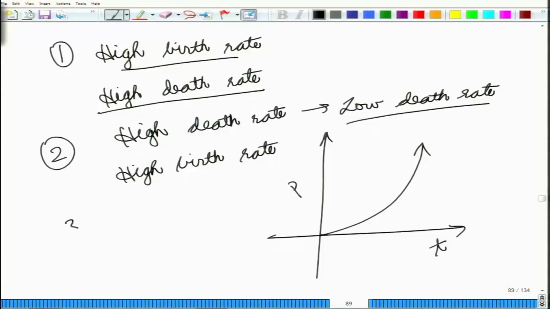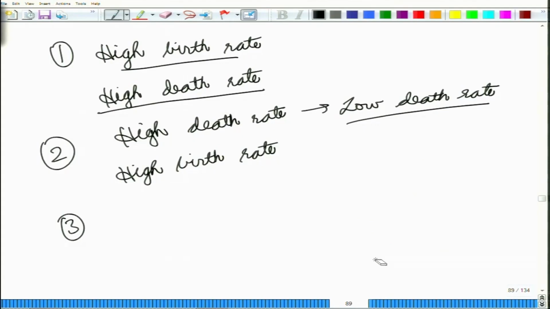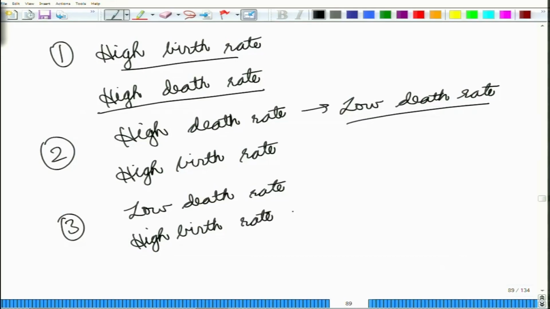Now, the third stage in this demographic transition is where, because you have a very huge population, the society tries to reduce the birth rate as well. So, in this case you have a low death rate and you shift from a high birth rate to a low birth rate.